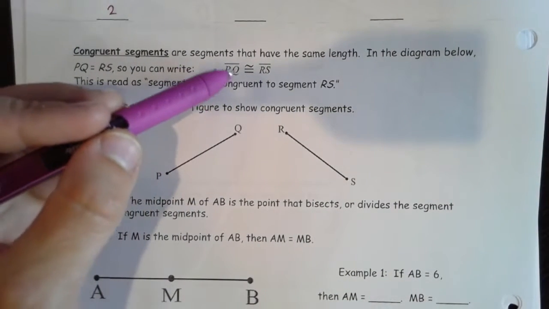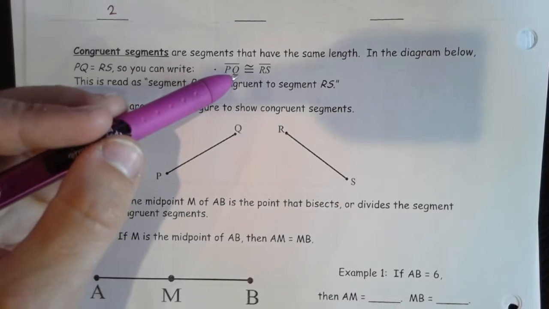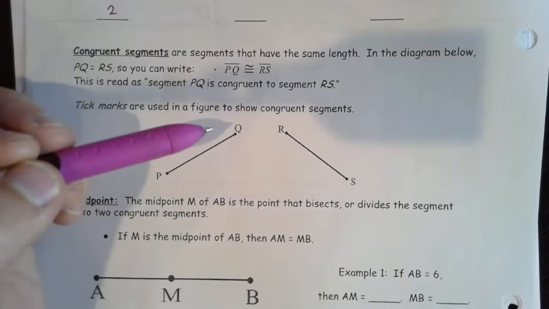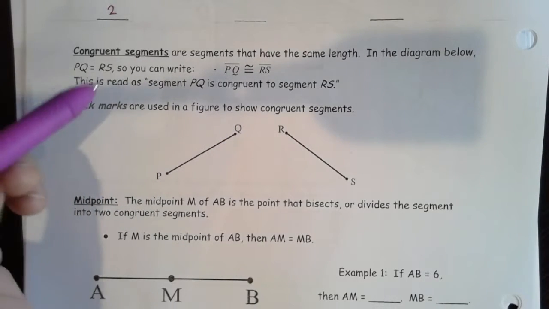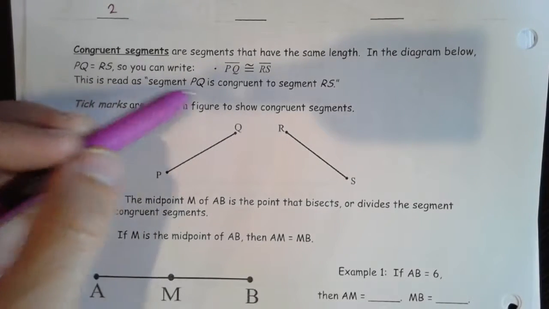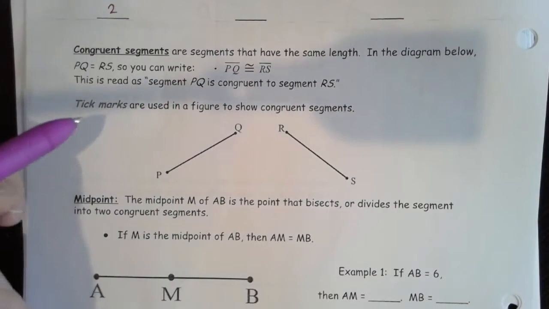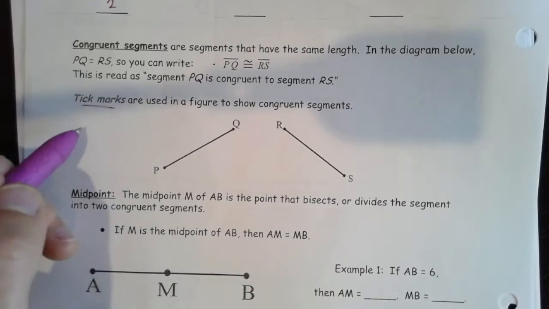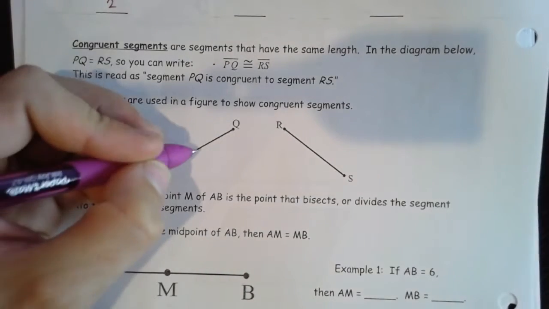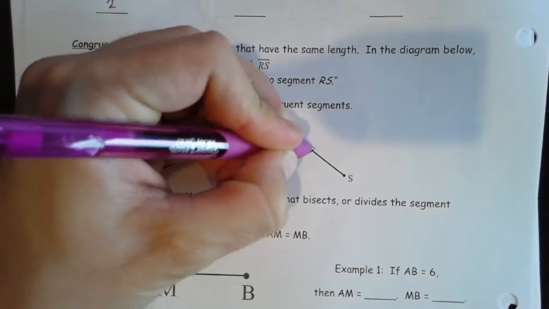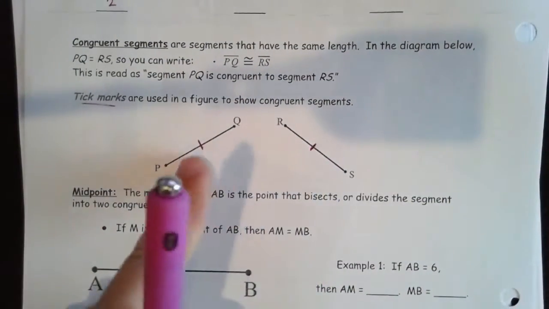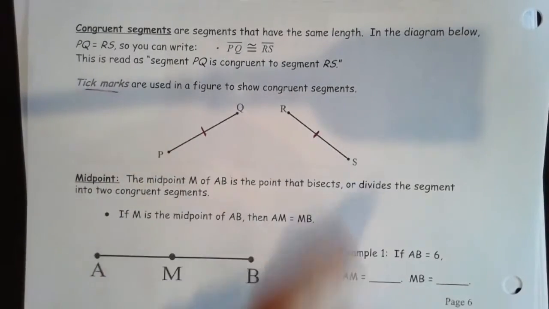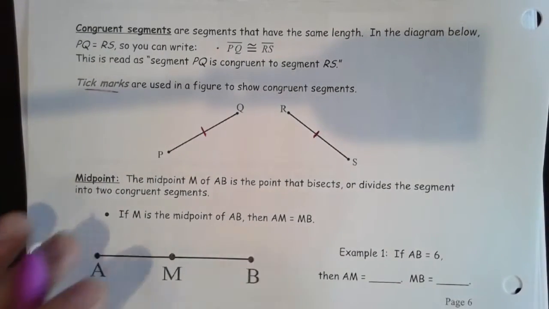Congruence we'll be talking about more in this class, but what you need to know is that congruence means 2 figures that have the exact same measure in every single way. This is read as line segment PQ is congruent to segment RS. We use tick marks or hash marks to show congruent segments. If I know that 2 line segments are congruent, I can put a little tick mark on each of them, and that lets me know that PQ with 1 tick mark is congruent to RS, which also has 1 tick mark.